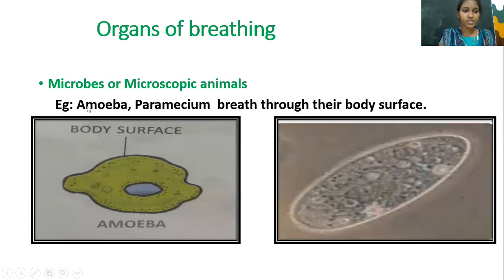Examples for microbes are amoeba and paramecium. This is the picture of amoeba and this one is the picture of paramecium. They breathe through their body surface. Amoeba and paramecium breathe through their body surface.